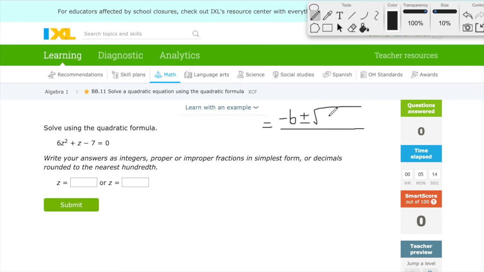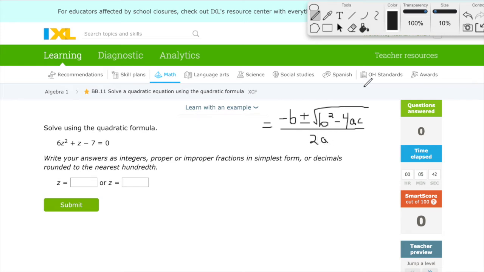You're going to have plus or minus the square root of b squared underneath the radical, minus 4 times a times c, and that's all underneath this square root here. And then once you find this whole top number, you divide it by 2 times a.